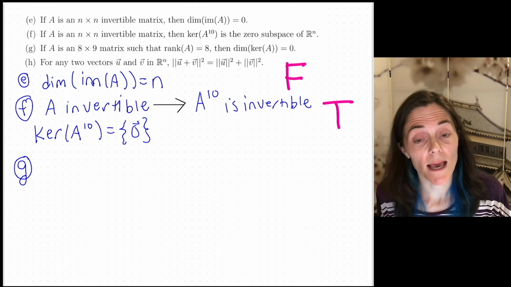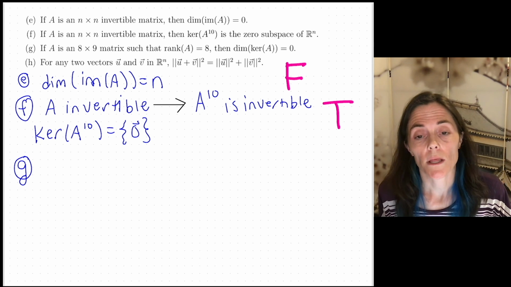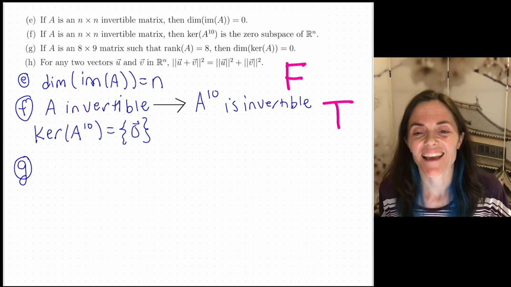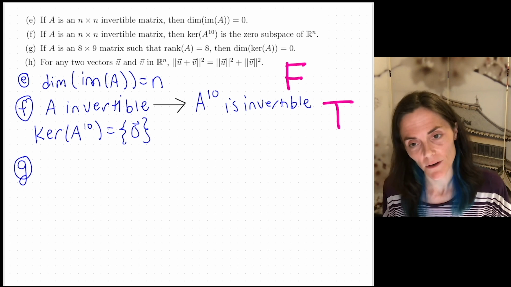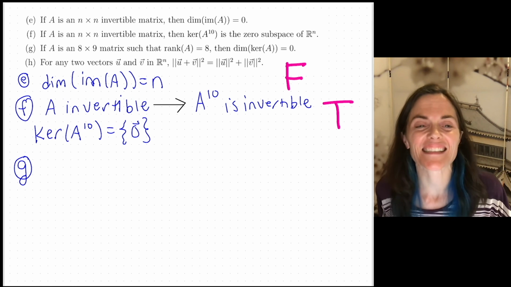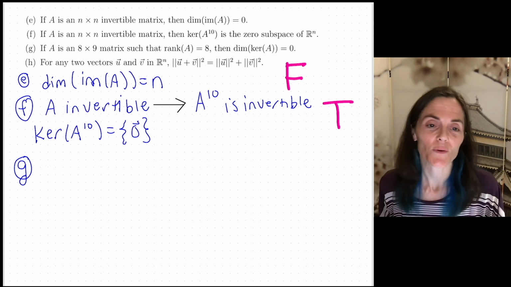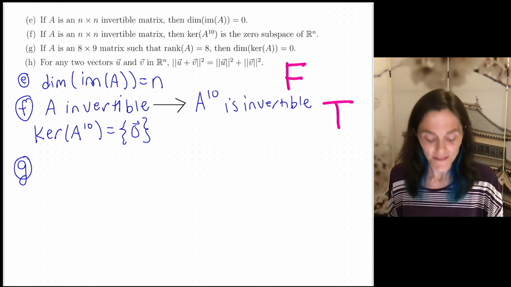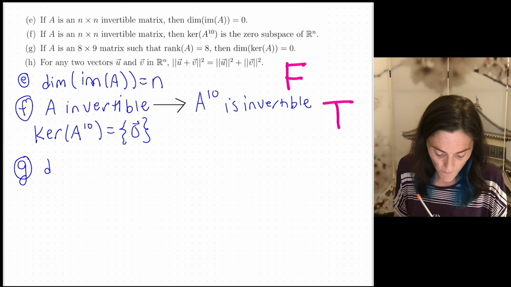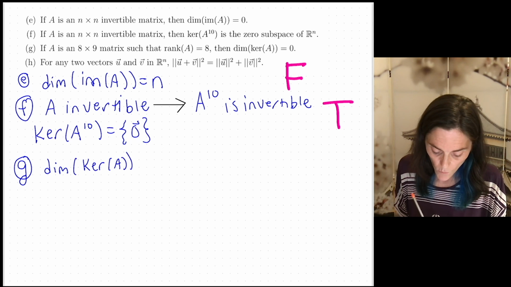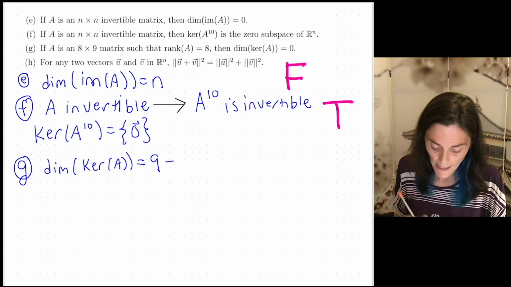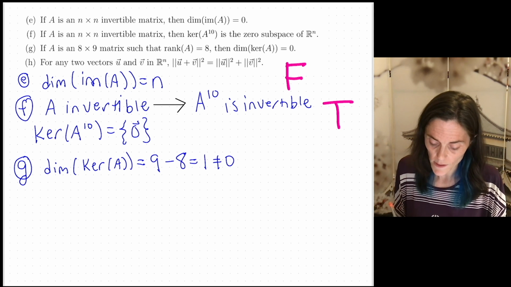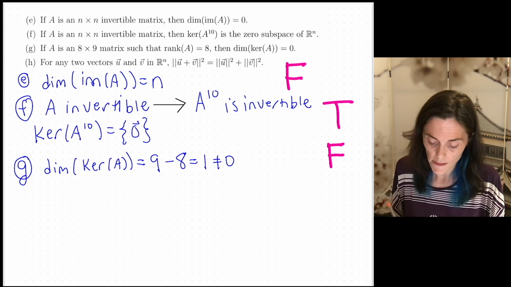Now for G, we have an 8 by 9 matrix with rank 8. And the question is, is the dimension of the kernel 0? It's a statement, and then we decide if it's true or false. Well, we have to pay attention to the number of columns here. We have 8 rows, we have 9 columns. And the dimension of the kernel, this again is rank nullity. The dimension of the kernel of A will be the number of columns minus the rank. And this is 1, which is not equal to 0. So this is a false statement.